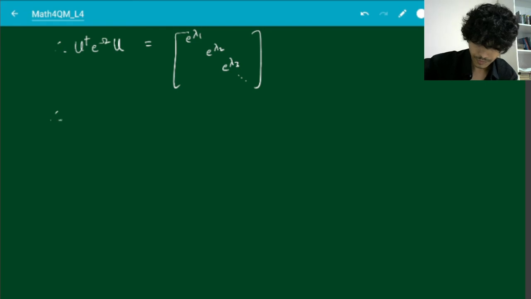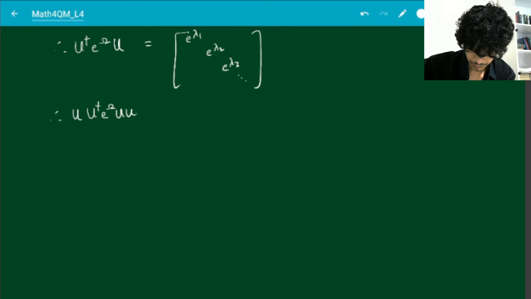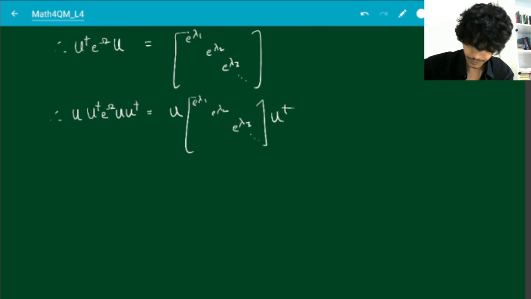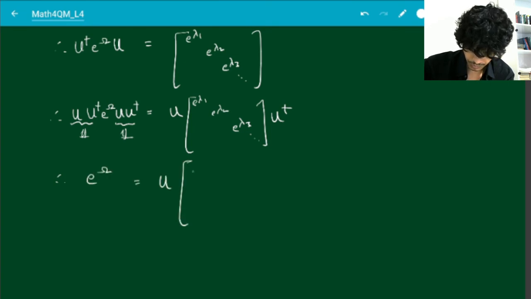Therefore, now if I left multiply by u and right multiply by u dagger, I'll get, left multiply by u, right multiply by u dagger. So this is identity, this is also identity, so I just get e to the omega is u, e to the lambda 1, e to the lambda 2, e to the lambda 3 and so on.